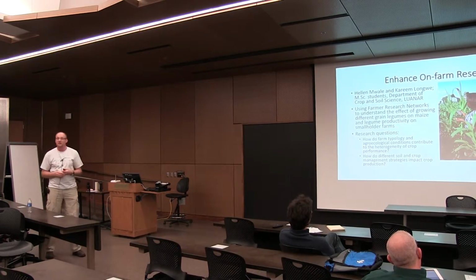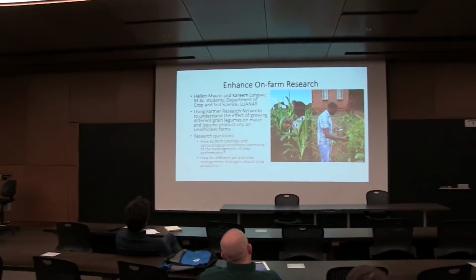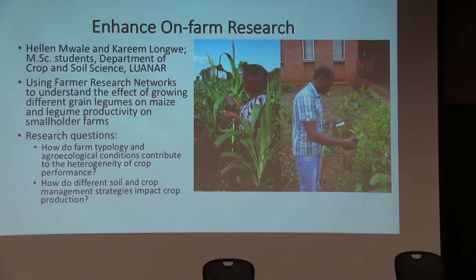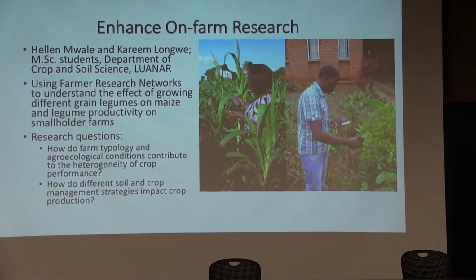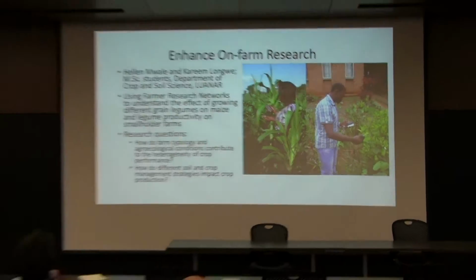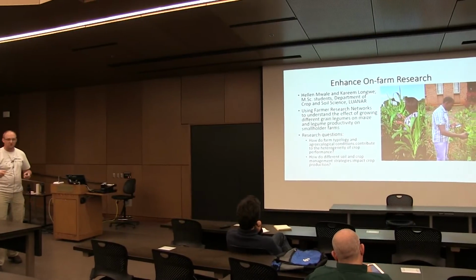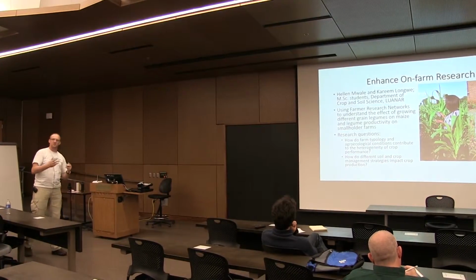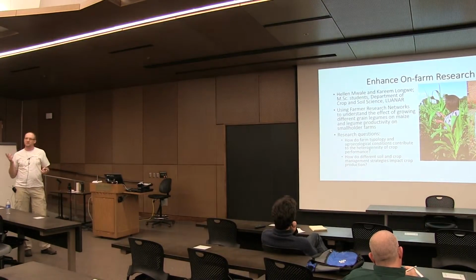We can enhance, again, on-farm research. So Helen Wale and Kareem Lungwe, who are seen here, master's students supported by the McKnight Foundation, and they're using farmer research networks to go out and understand the effects of growing different legumes, different planting patterns, intercropping, groundnut with pigeon pea versus just groundnut versus just pigeon pea, and rotation with maize. And they want to know how this affects real productivity on smallholder farms.